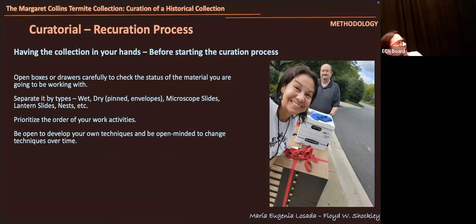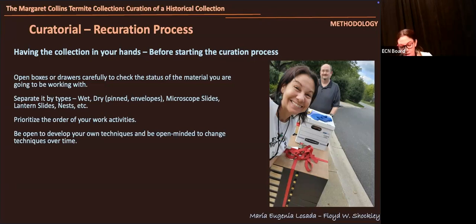I will say that as soon as you have the collection in your hands, you should open things carefully if you don't know what is inside, if you didn't pack it. You don't know the status of the material that you are going to be working on. Then you decide how to start: you separate them and then you can decide how to start to work on it.